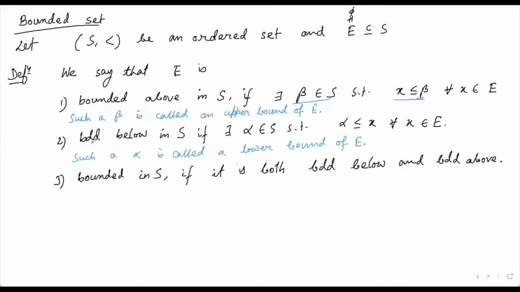So if S is bounded below and alpha belongs to S satisfying this condition, then alpha is called a lower bound of E. And we say that E is bounded below by alpha and bounded above by beta. Okay. So now we defined what is LUB, the definition.